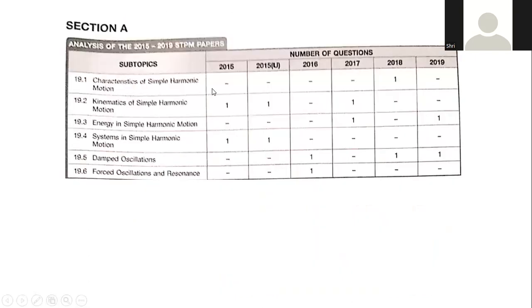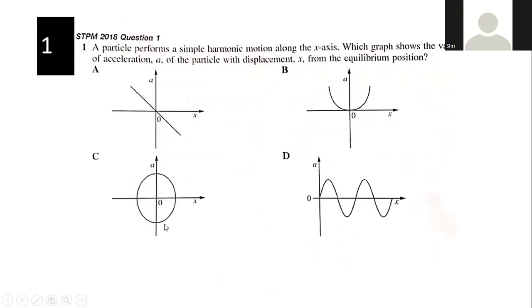Right? Section A, as I say, always has about 2 or 3 questions. Most of them 2 questions. Can't say much. Kinematics and this one, oscillation. At least 2 questions every year.